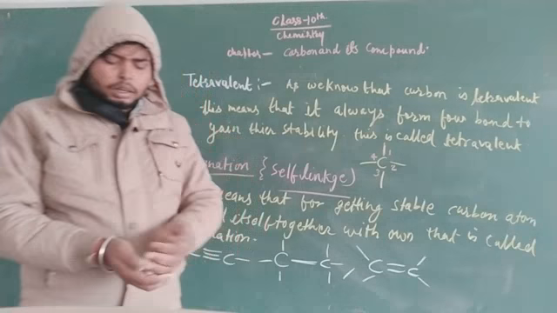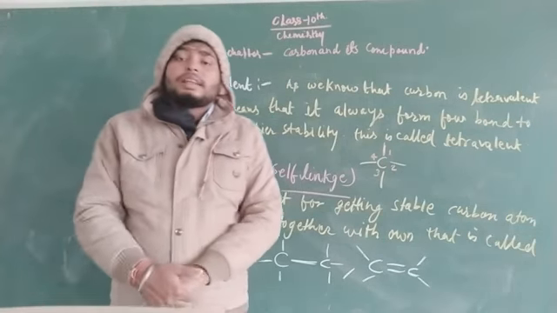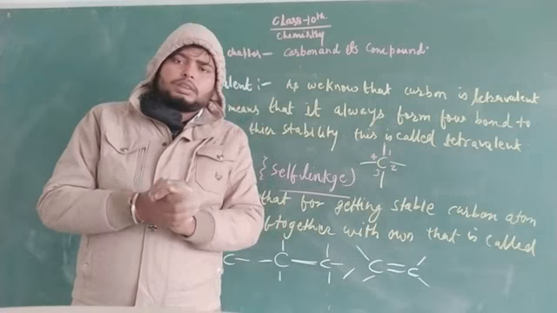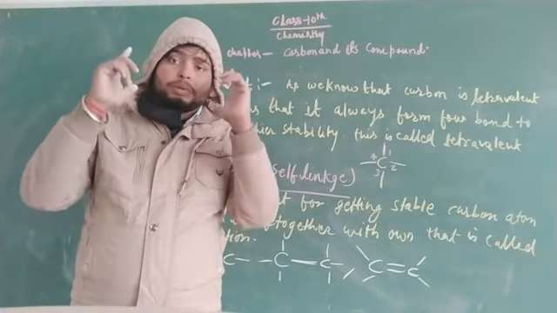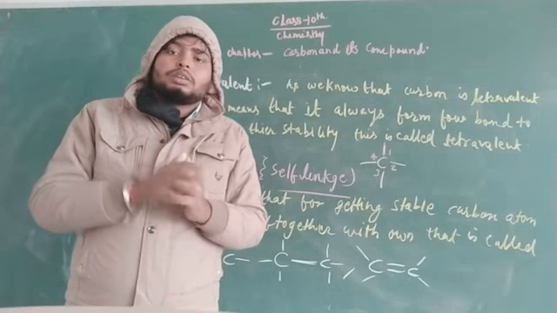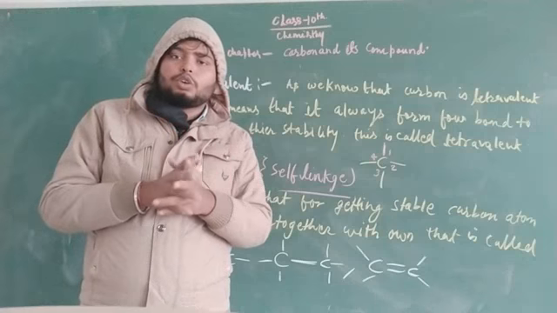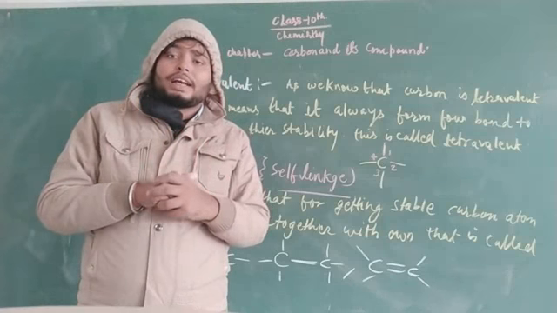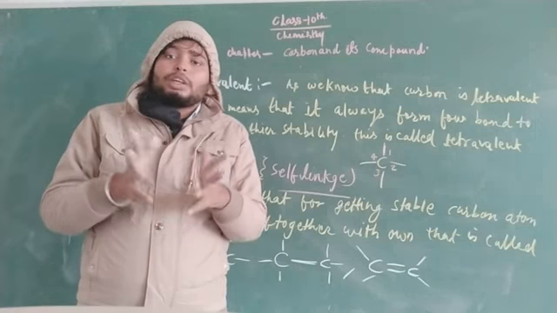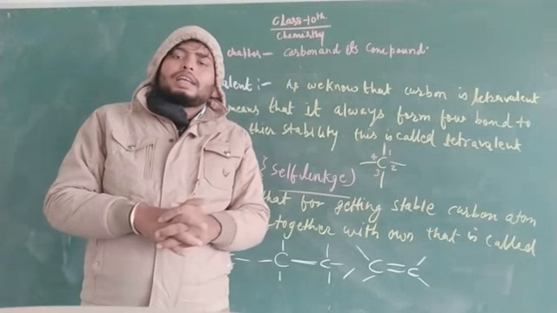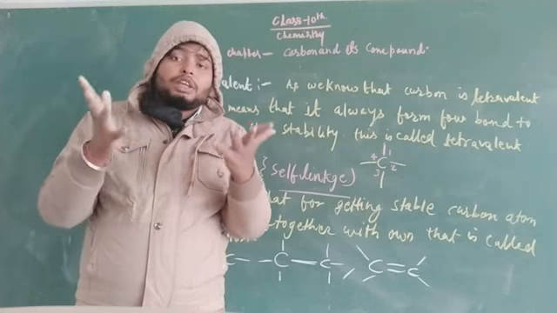After that, we will learn about the allotropes of carbon. What is the meaning of allotropes? The human brain has a habit of helping itself: when you see anything, your brain asks questions like what is this, how is this. That is the basis for asking, what is the meaning of allotropes?